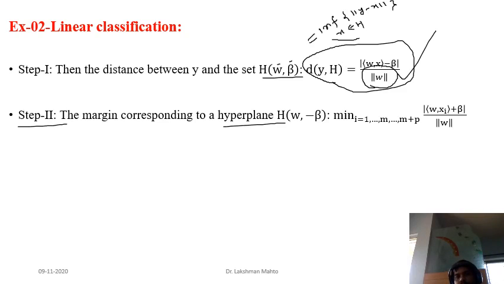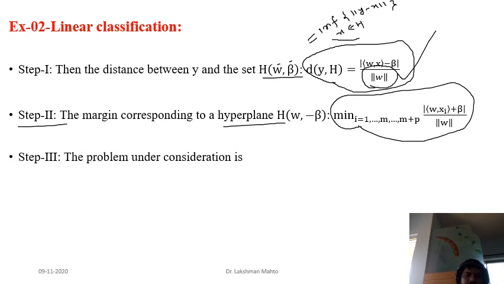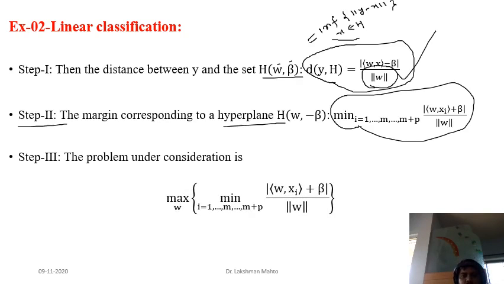Now in step 2, we will define the concept of margin with respect to the hyperplane. What we do is find the distance of every point with respect to the hyperplane, and among those distances we find the minimum one. This we call the margin.